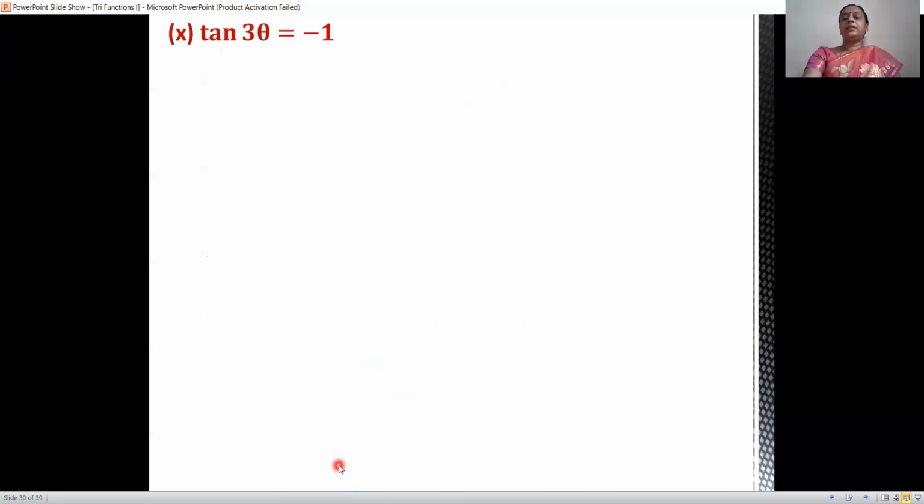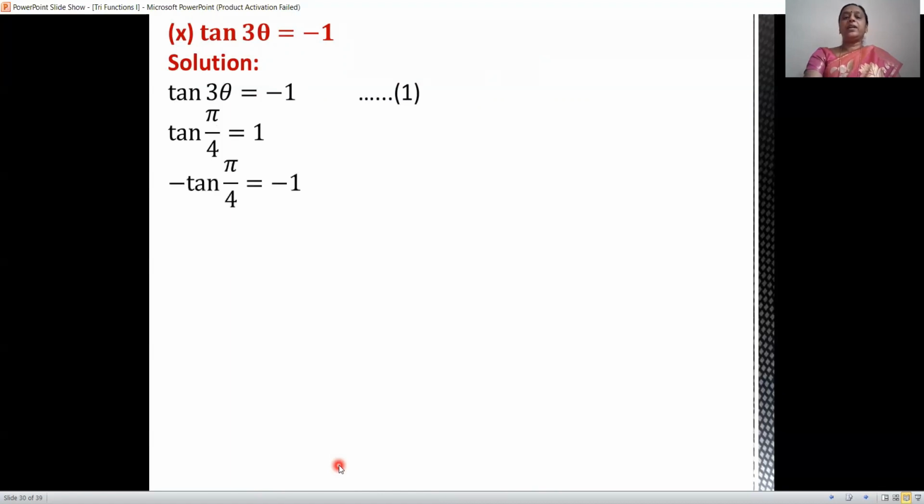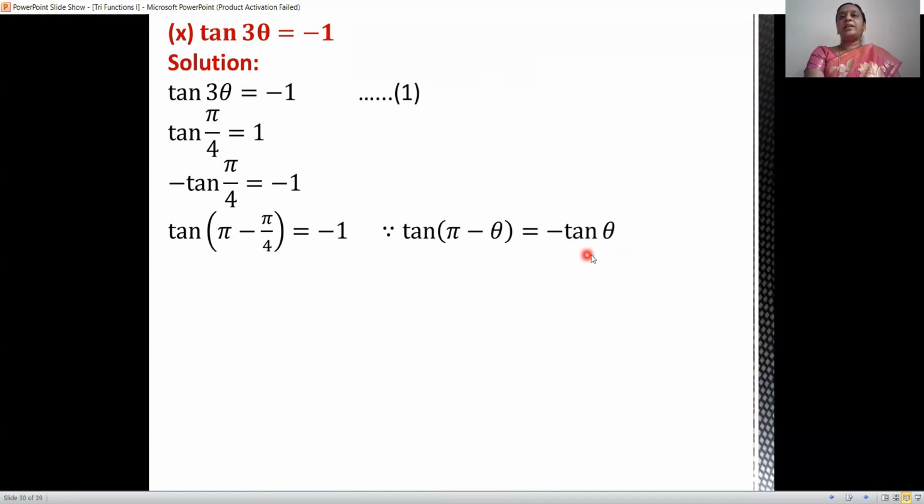Consider tan 3 theta is equal to minus 1. Now, see where we will get the value of theta for tan theta equal to 1. In our table 0 to 360, we have tan pi by 4 is equal to 1. Then again take the minus sign on both sides. Then go to your allied angle table. Minus tan theta is equivalent to tan pi minus theta. Therefore, for minus tan pi by 4, I will write tan pi minus pi by 4 is equal to minus 1. After simplifying, I will get the angle 3 pi by 4.